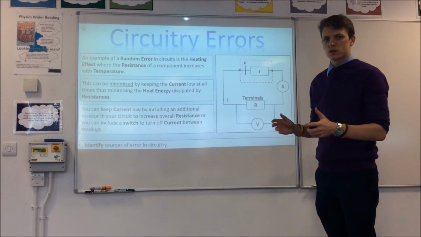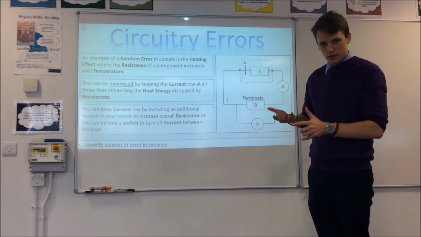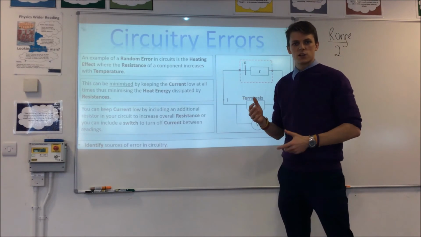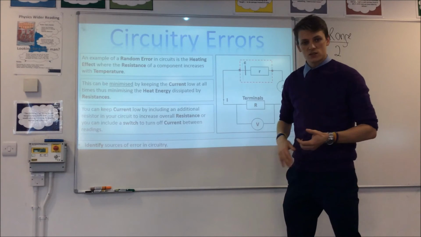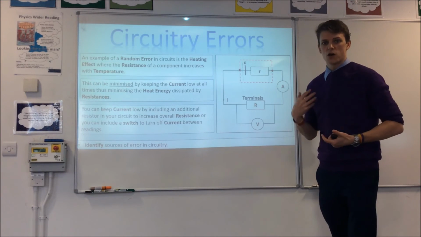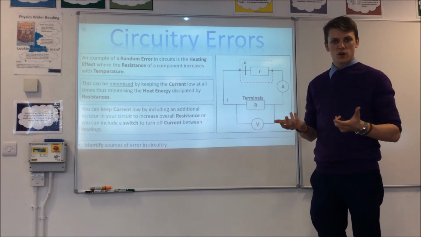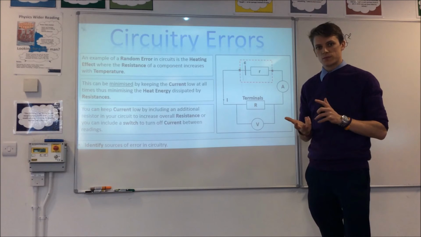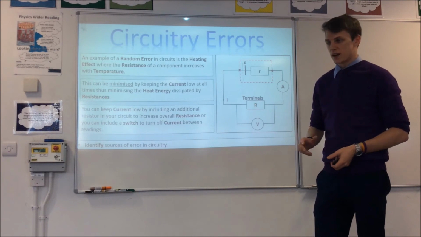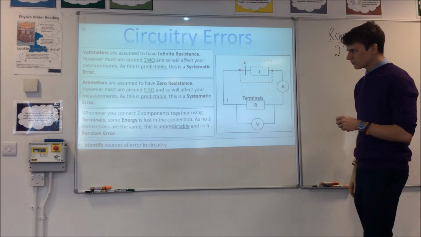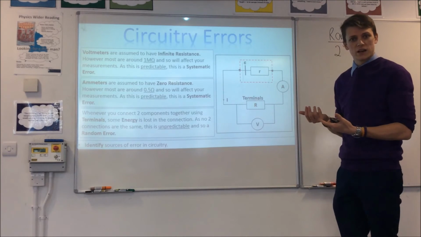You can't calibrate for it, but there are a few things you can do to reduce it. Essentially what you want to do is stop your resistor getting hot. There's two ways of doing that. You could keep the current low, so it's not dissipating that much thermal energy, or you can have a switch in your circuit, so you're turning off between readings, minimizing the amount of energy it's transferring, so you should keep the temperature down. Those are your two strategies for dealing with the heating effect, which is a random type error. There are a few others, but they're not as significant, so they won't have as big an impact.